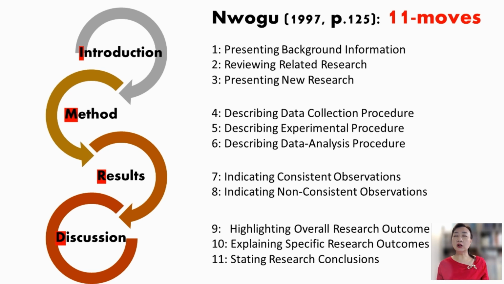And then moving on to the method section, you'll start by describing data collection procedure, describing experimental procedure, followed by describing data analysis procedure. And then for the results section, you will indicate consistent observations and then indicate non-consistent observations. And then finally, when you reach the discussion section, you will highlight overall research outcomes, explain specific research outcomes, and then finally state your research conclusions.